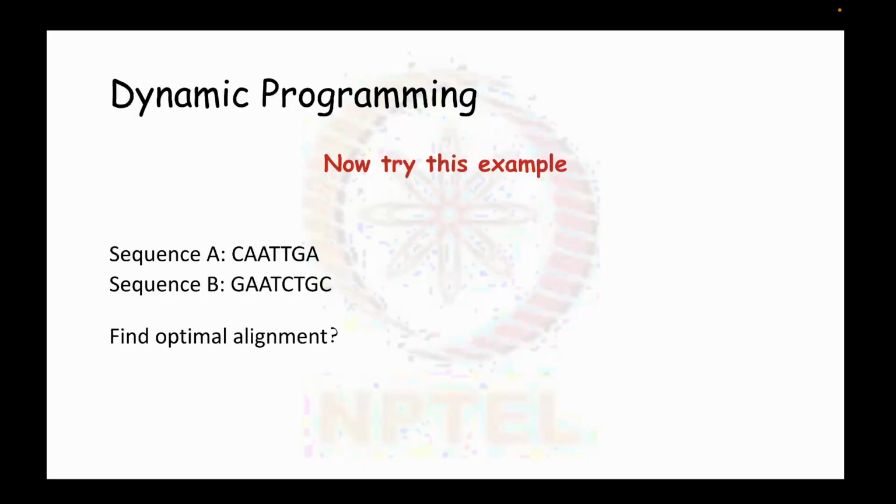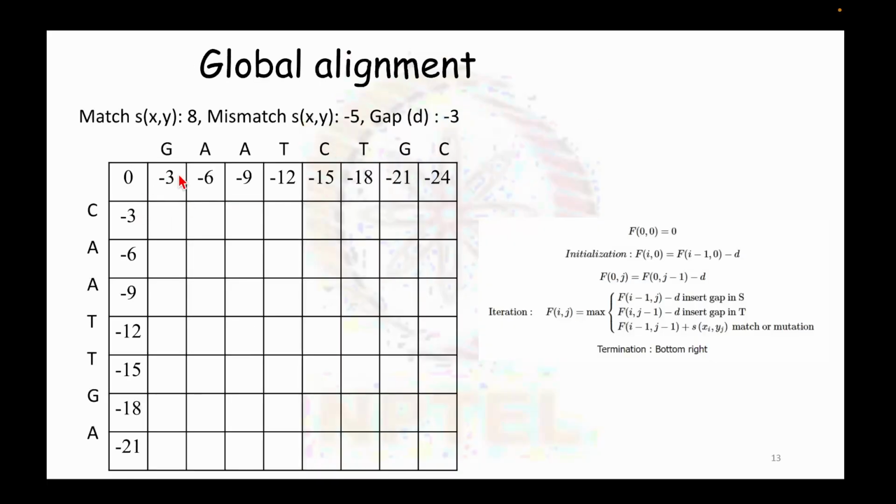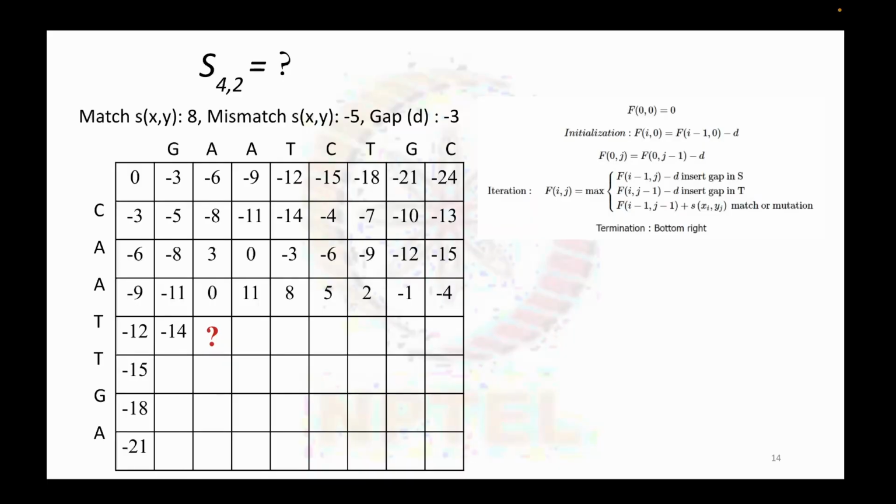So the first step is to initialize the matrix. I have initialized with 0, 0, then with the gap. The gap score is -3 here. Then we start with the matrix filling. Here I have constructed some part of the matrix, but the cell S4,2 is still empty. I request all of you to solve this cell S4,2 and obtain its value. The formula is given here.